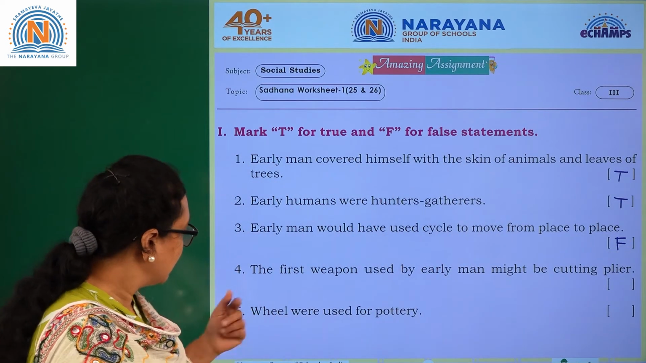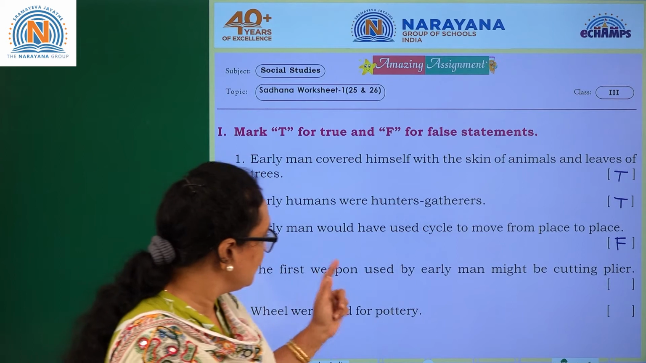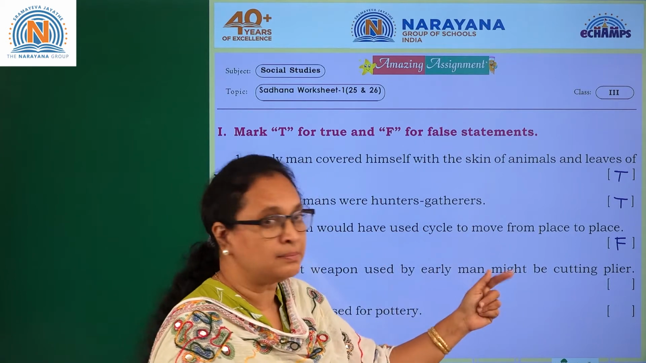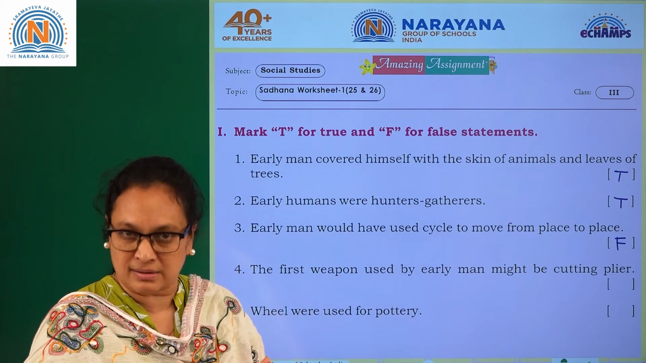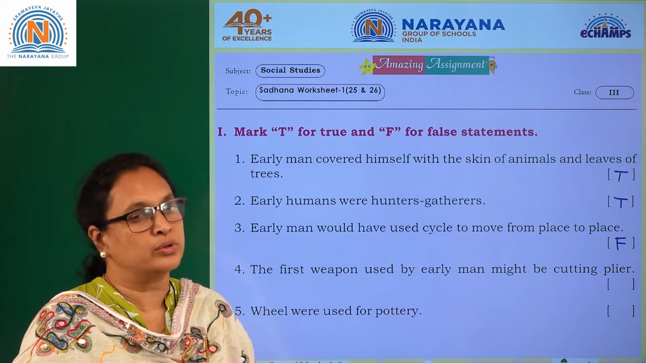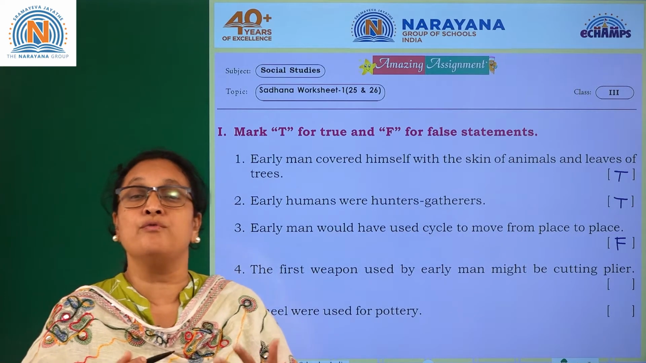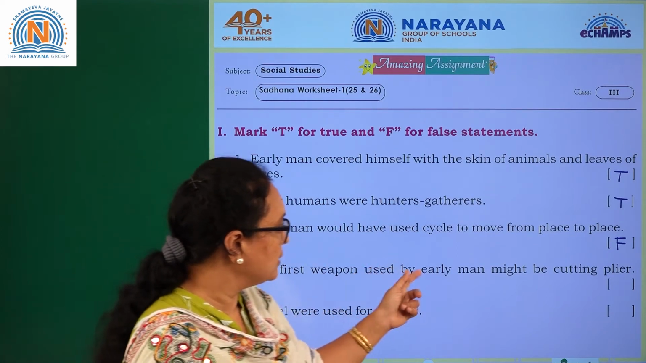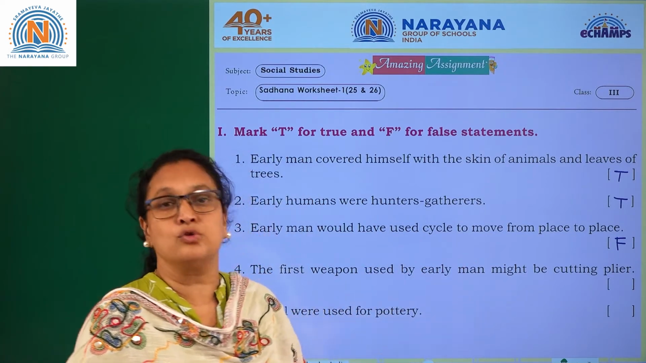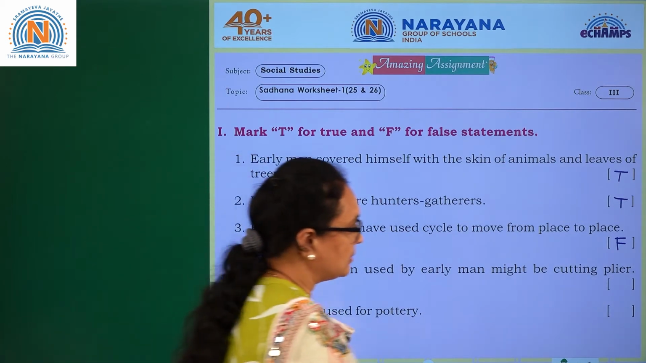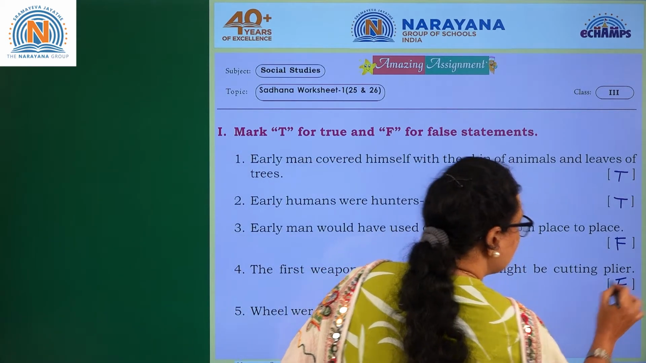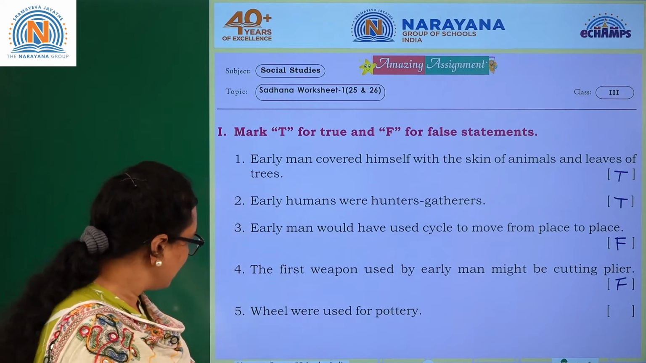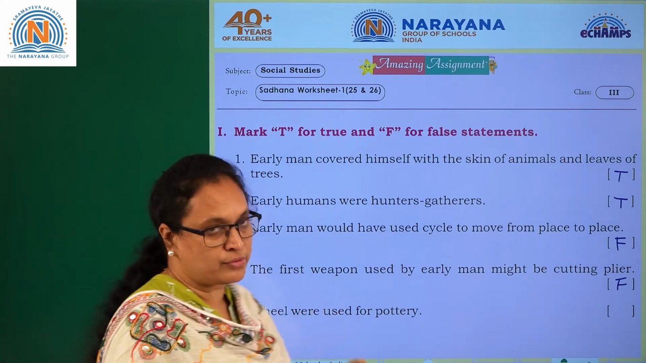Fine children. Coming to the next one, the first weapon used by early man might be a cutting plier. They use a cutting plier? No, they use the weapons which are made up of stone. So it is completely a false statement.